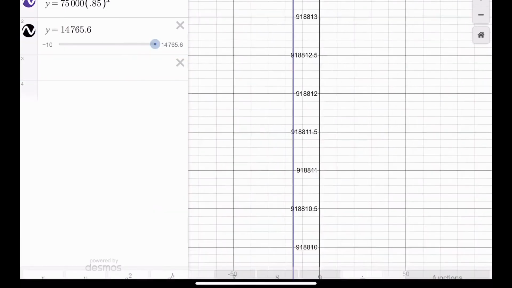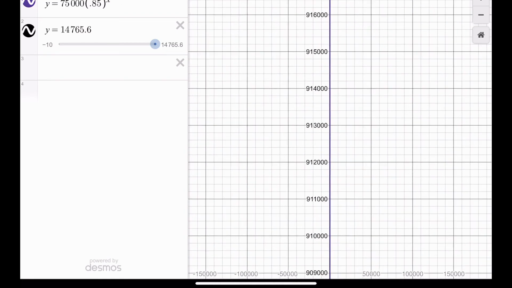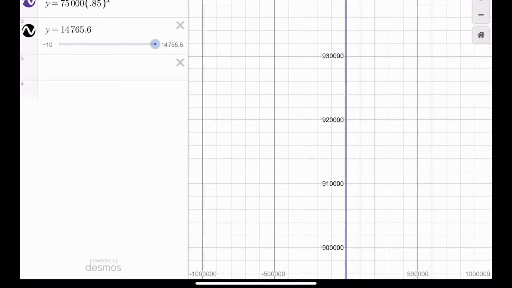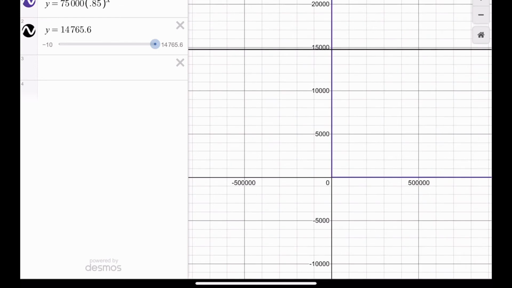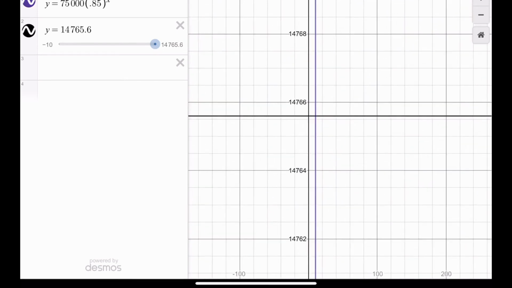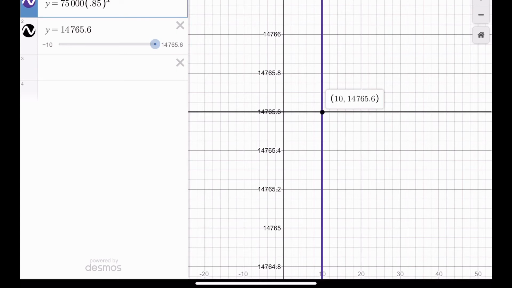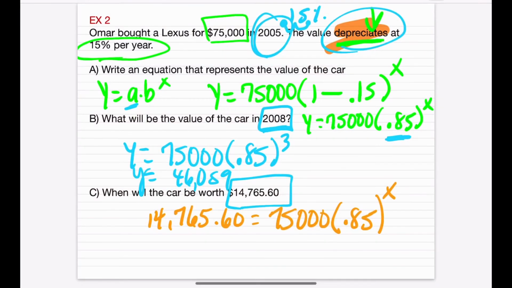Now I have both graphs, so I'm going to zoom out and find the intersection of the two. Here it is. As you can see, the purple line is exponential decay. It's going down. Here's the intersection between the two, and that is 10 years later. So after 10 years, that will be the cost of the car. Because the x value, still remember, the x represents time. So x equals 10, but remember, it's asking you for the year.